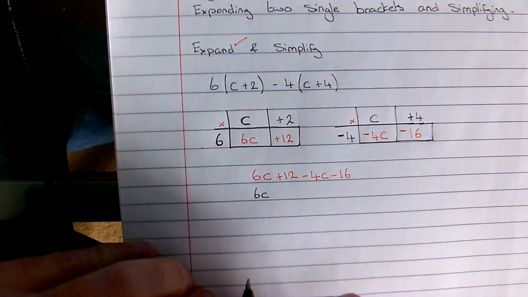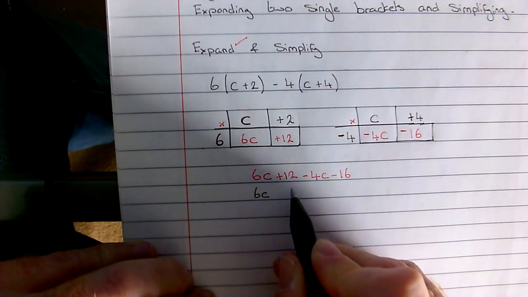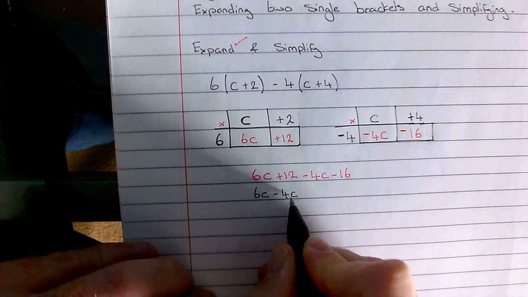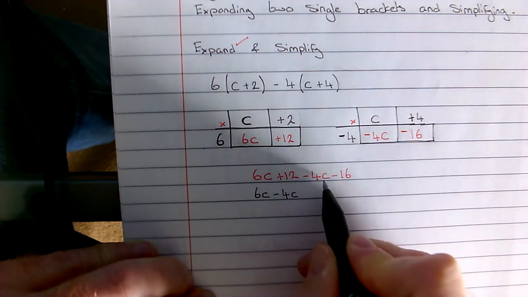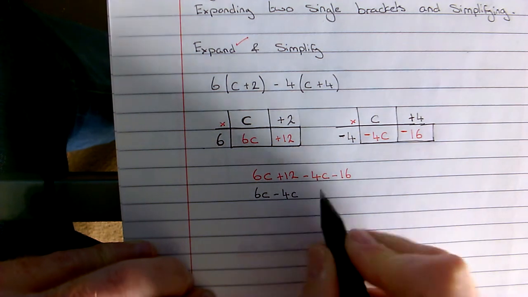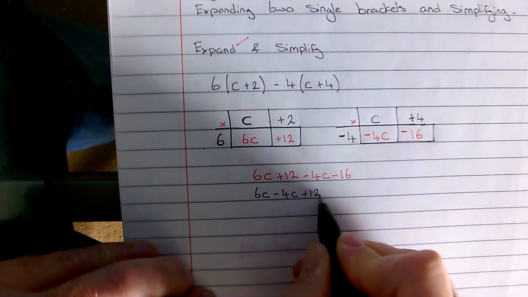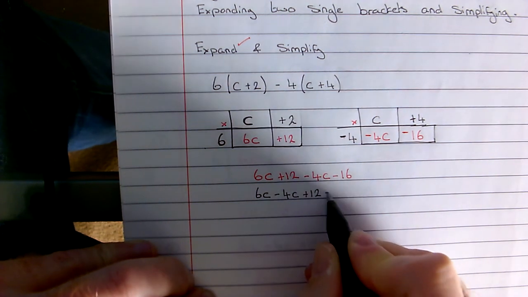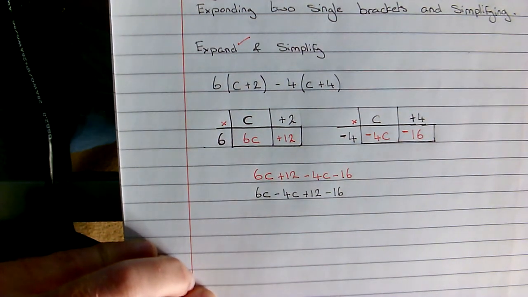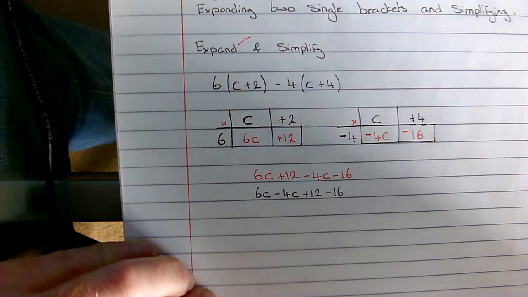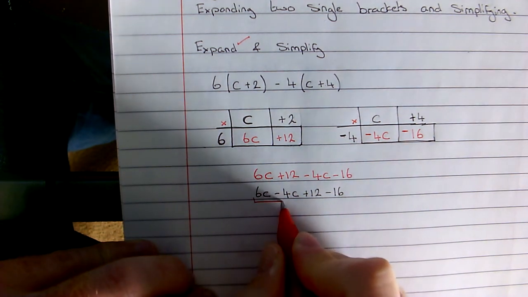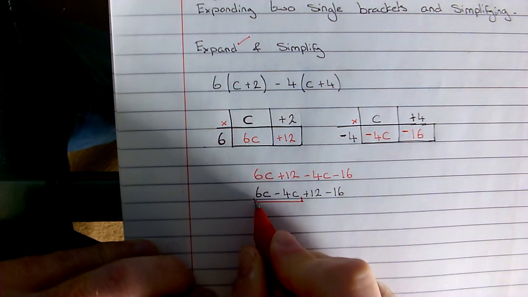I keep the 6c where it is, I'm going to then put the negative 4c next to it because they've got c's in them. Okay, remember that negative 4's got to move. That negative's got to move with the 4. Plus 12 next. The plus moves with the 12, and then negative 16. Okay. Now that we've done that and we've put these next to each other, it's going to make it really easy to do this next part.